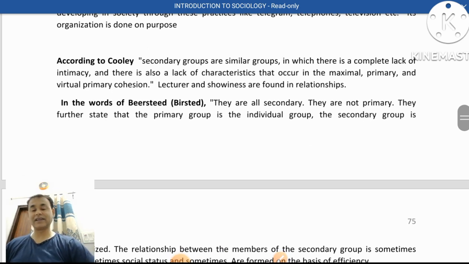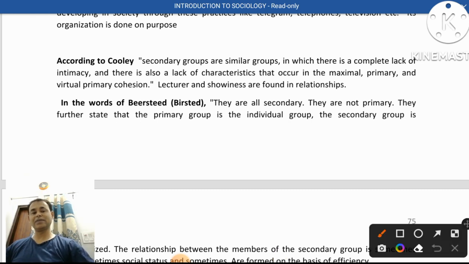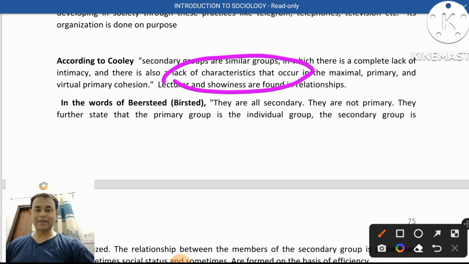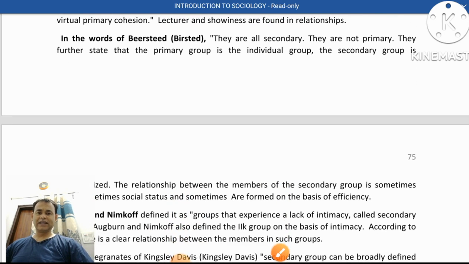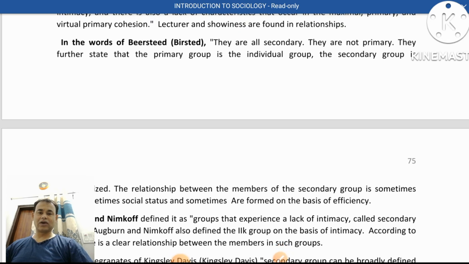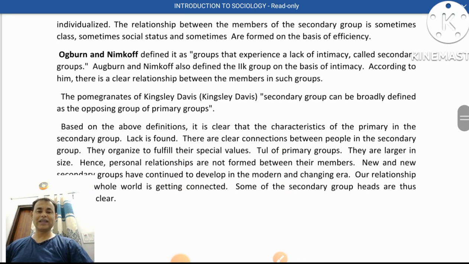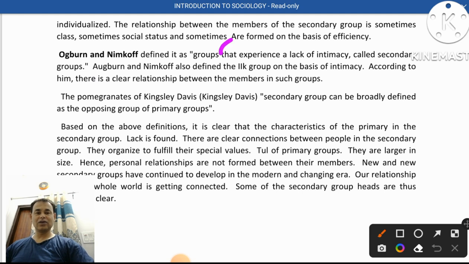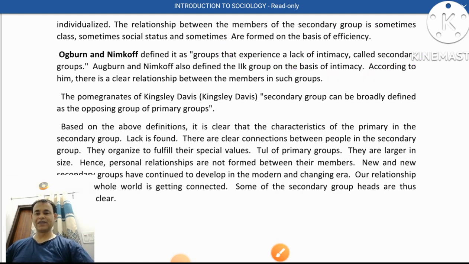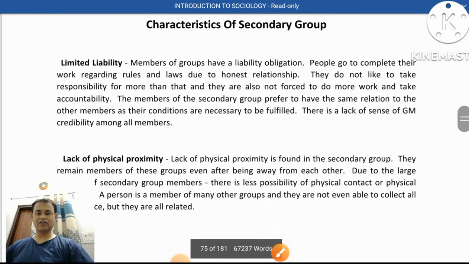definition. According to Cooley, secondary groups are groups in which there is a complete lack of intimacy. There is also a lack of characteristics such as those found in primary coherence, etc. In the words of Bierstedt, they are all secondary, they are not primary. He further states that the primary group is individual, the secondary is individualized. Groups that experience a lack of intimacy are called secondary groups. Very easy. Now we will look at the characteristics of the secondary group.